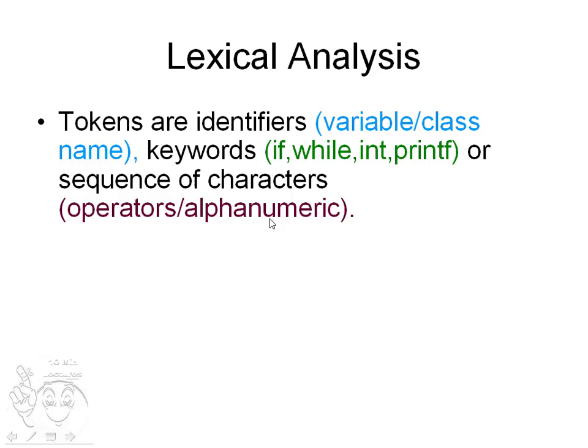Variable or class names are called identifiers. Any name that we provide in our program. As far as programming is concerned, we must know what a variable is and how to name a class. Such things are called identifiers. So basically this whole collection is known as tokens.